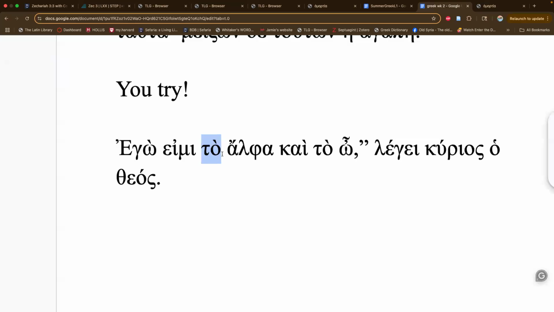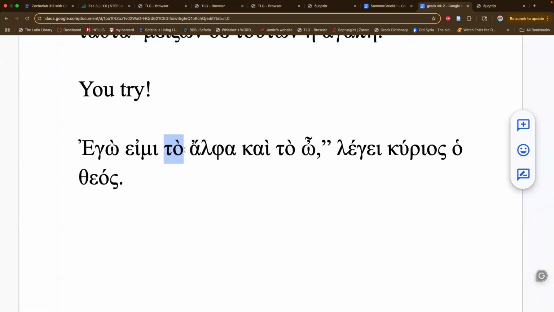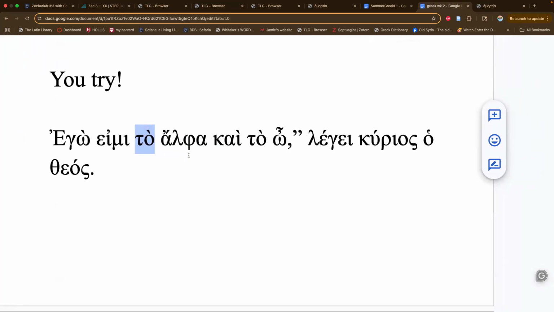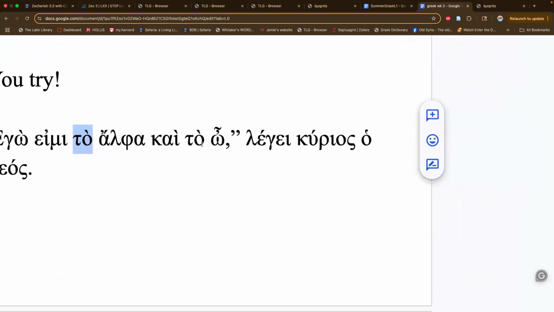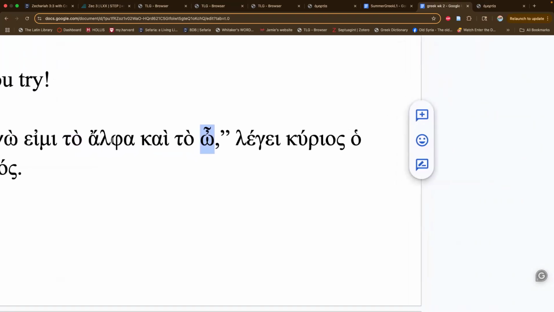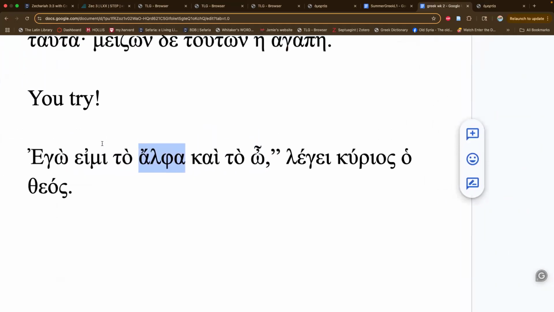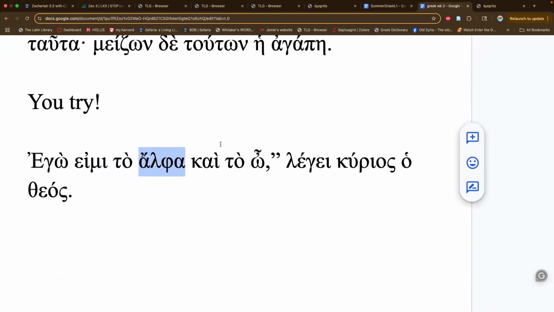Then short O, ta. Then here we have accented at the beginning and soft breathing, so alpha. And if it were with a rough breathing, we would say halpha. Really, just because this is alpha, we're translating the other one as omega, but otherwise you could very well just say alpha kai ta o.